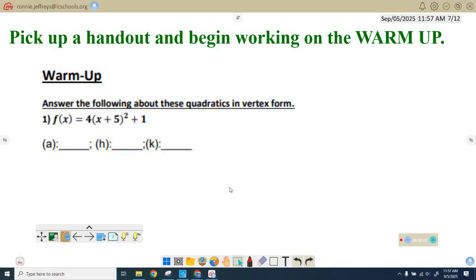Alright, good morning, Algebros. We're doing a little review on vertex of quadratics before we go into modeling, and I need to hit the switch so my students know what's going on.